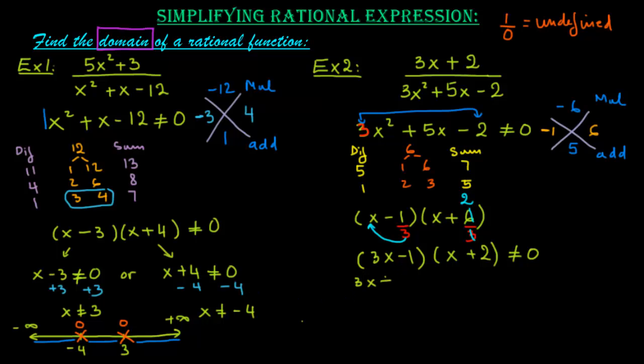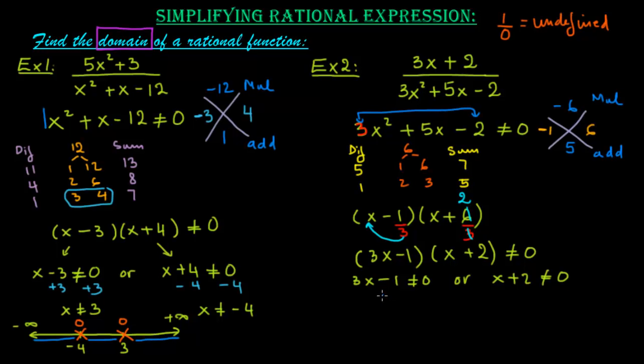So 3x minus 1 is not equal to 0, or x plus 2 is not equal to 0. Then we solve for x in each of them. We isolate the x by adding 1 on both sides. That gives me 3x not equal to 1, and then we divide by 3 on both sides. So x cannot equal 1/3. That is one of my solutions.